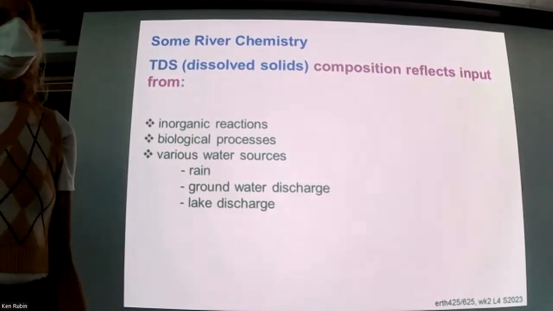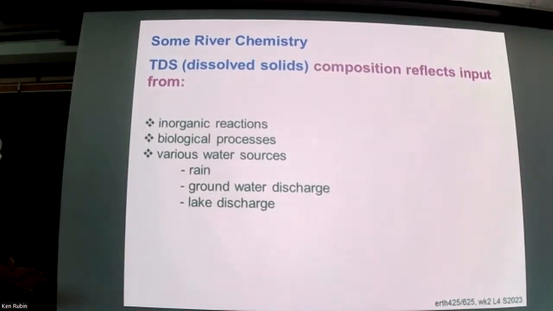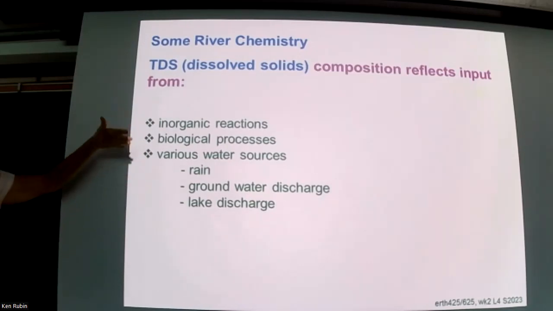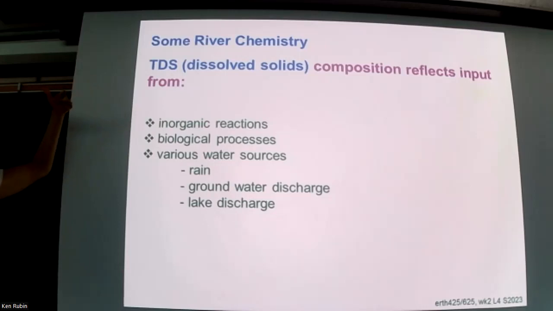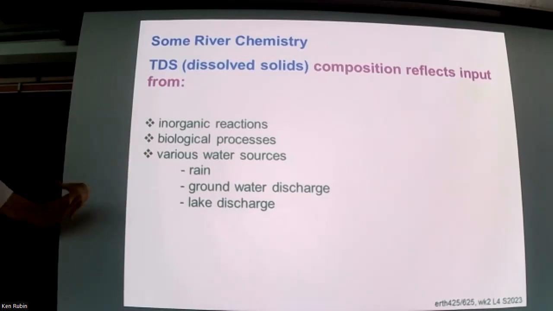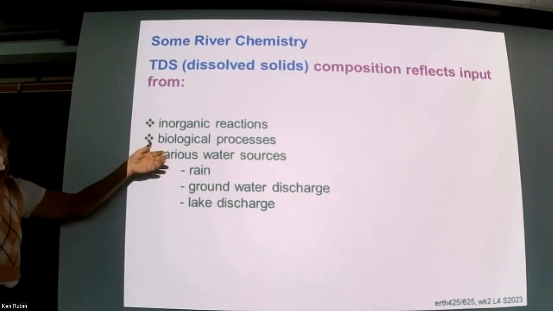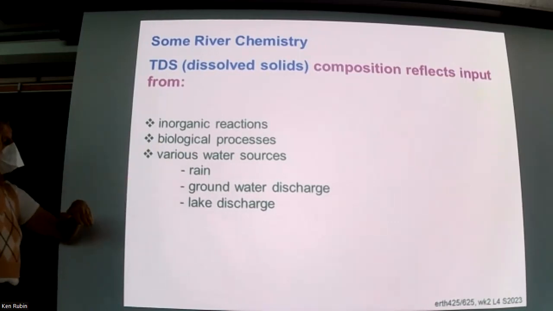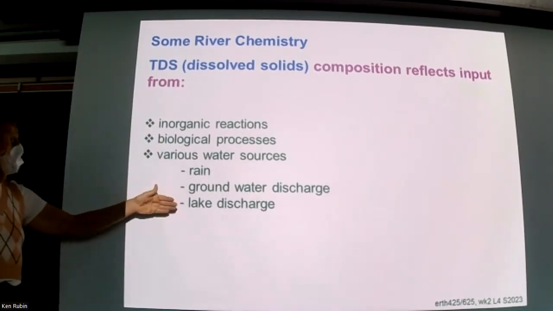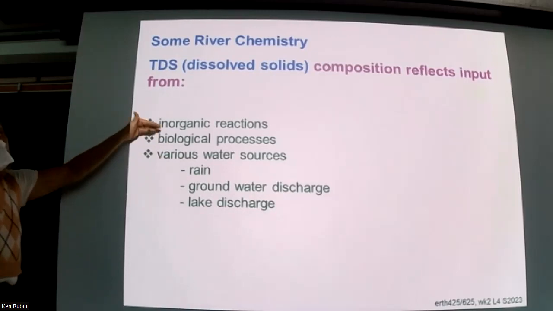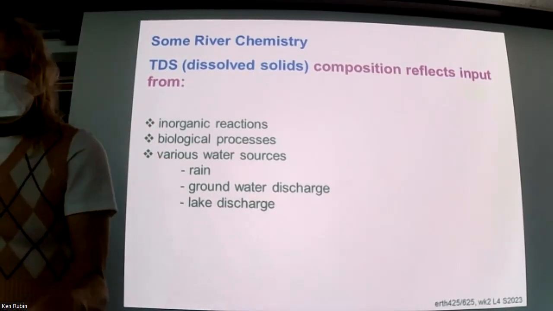Okay, so now the last thing we'll talk about is some river chemistry. We want to think about, just like we did for rain, inorganic chemical reactions superimposed on by watershed ecosystem processes, and think about where the water that's coming in a river comes from. Some of it comes from rain, some of it comes from groundwater discharge, some of it comes from lake discharge, and these things happen at different proportions in each of those settings.